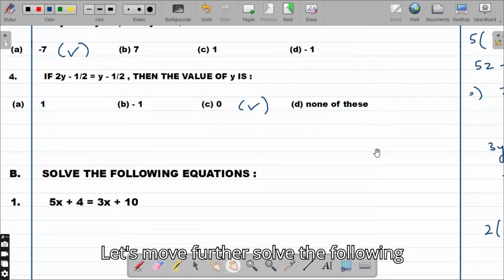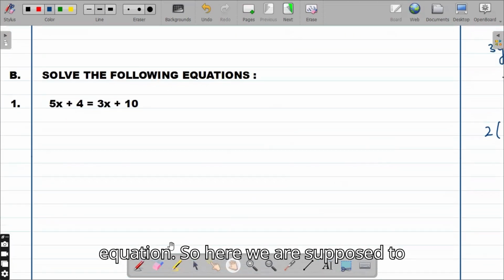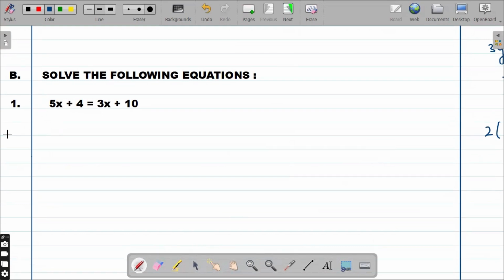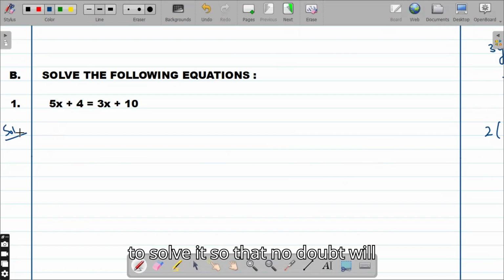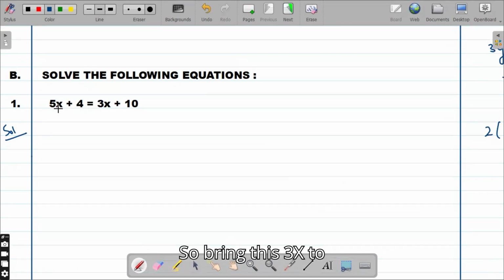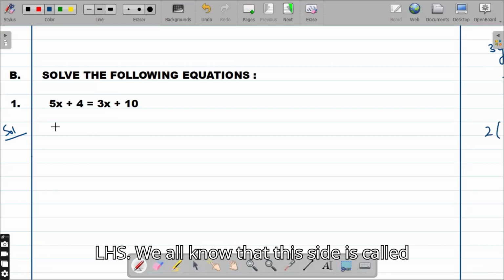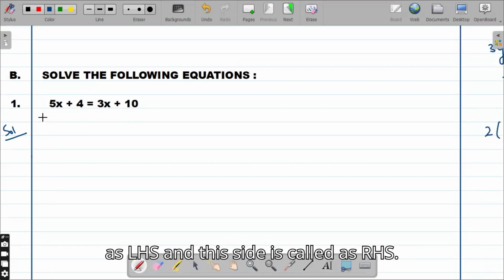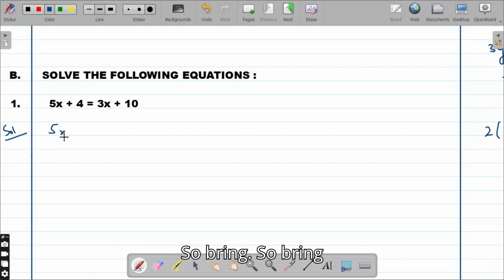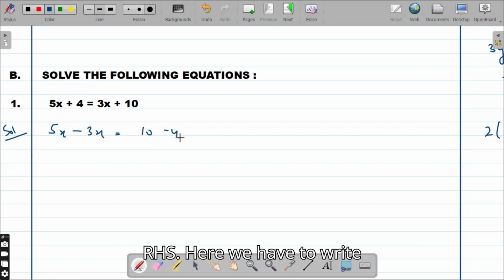Let's move further, solve the following equation. So here we are supposed to solve the equation. Be considerate how to solve it so that no doubt will remain left to you. So bring this 3x to LHS. We all know that this side is called LHS and this side is called RHS. So bring 3x to LHS and this 4 to RHS.